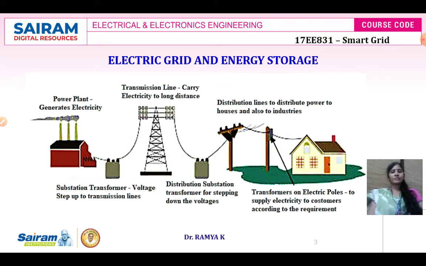When you look at this grid, a power plant that generates electricity is shown. Here the power generation can happen by means of a conventional source. Under conventional sources we have thermal, hydroelectric and nuclear power plants. In a thermal power plant, coal is the main raw material. In a hydroelectric power plant, the resource required is water. In a nuclear power plant, uranium and thorium are the resources. All these come under the conventional source.